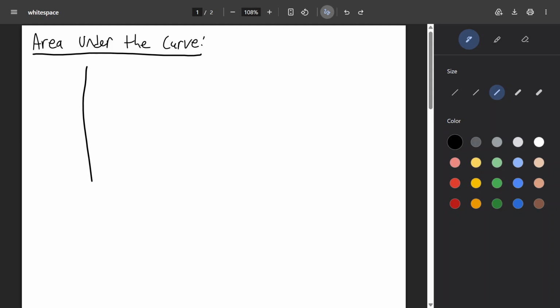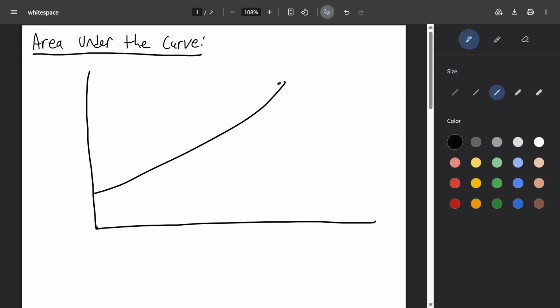Sorry, I can't draw a line. Okay, great, let's do it. So let's say we have a function that looks maybe something like this.